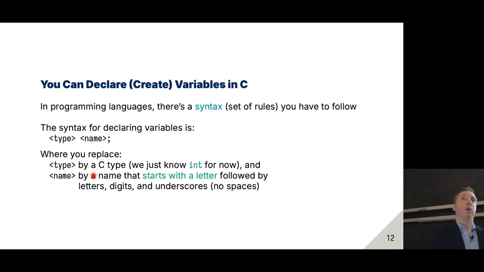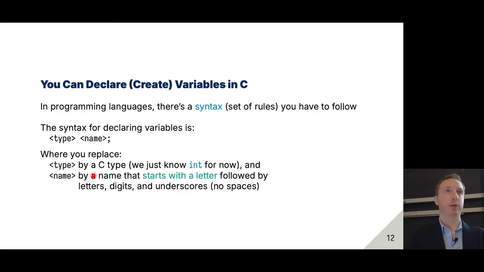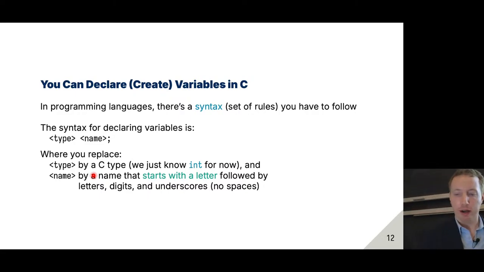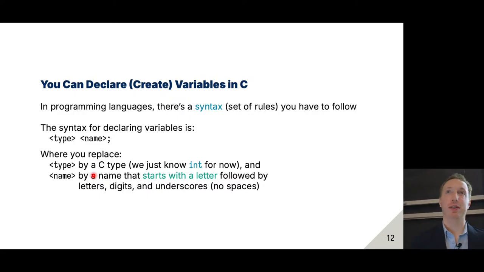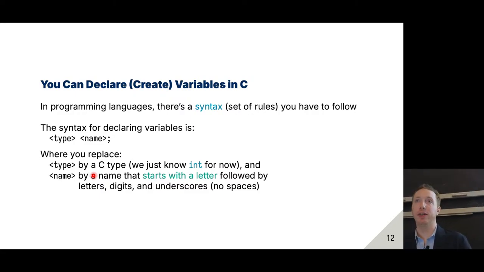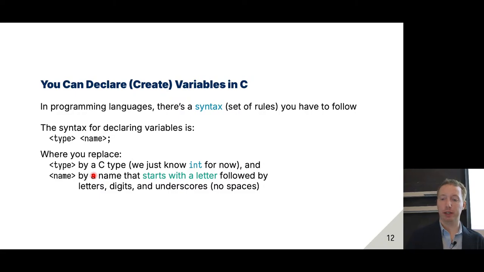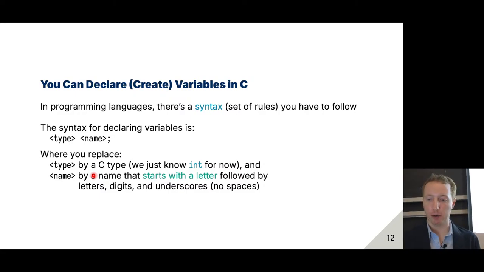We can also declare, which is another word for create, our own variables in C. They're kind of like real variables in math, but they're a little bit different in really annoying ways. In programming languages, there is something called a syntax. You might hear that word. Syntax is basically a set of rules you have to follow in order for your compiler to actually know what you mean and create a program out of it.